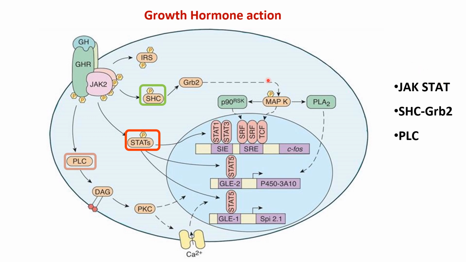Next is phospholipase C. The hormone receptor complex also stimulates the membrane enzyme called phospholipase C, which results in the production of DAG, diacylglycerol. This DAG initiates calcium influx into the cell, and probably the calcium also initiates gene transcription.